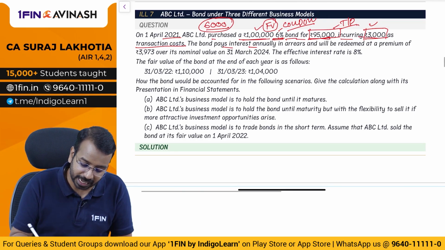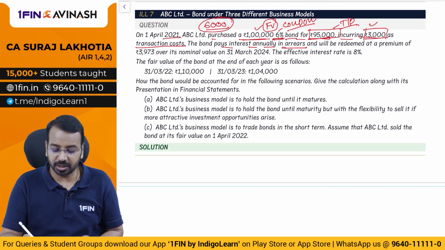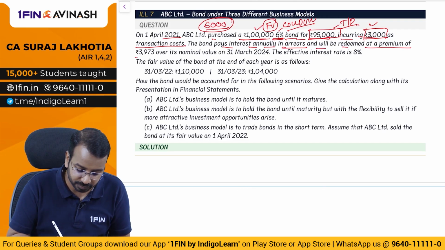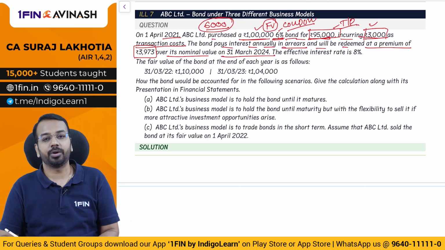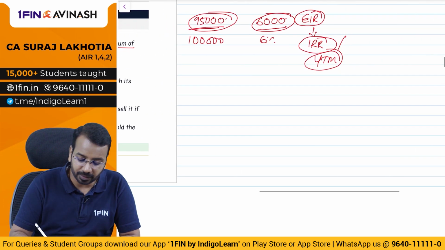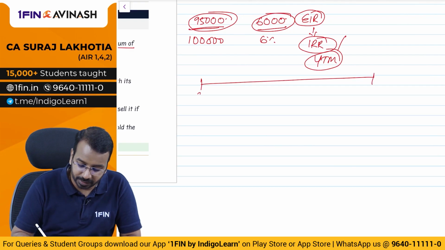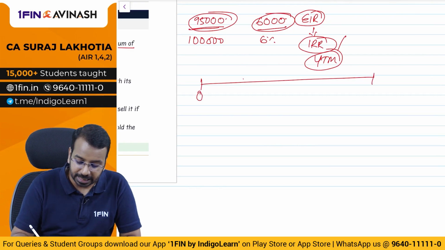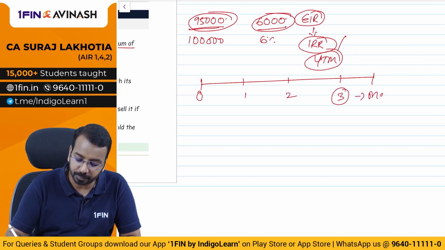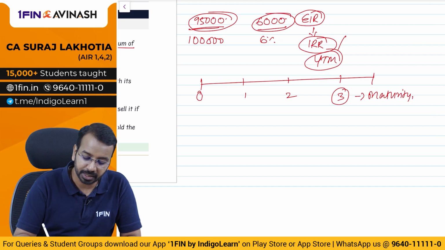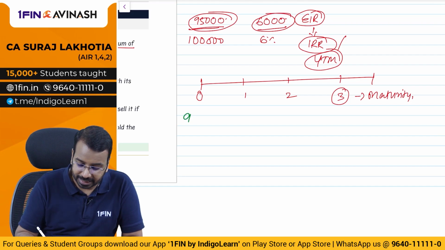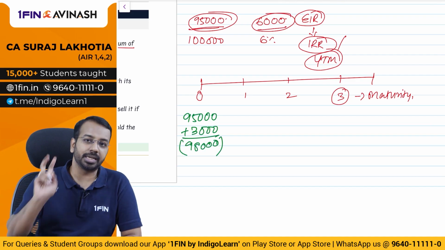The bond pays interest annually in arrears. Arrear means at the end of each year, and will be redeemed at a premium of 3,973 over its nominal value on 31st of March of 24. So if I draw a timeline and explain it to you, we are standing here, we call it 0, year 1, year 2, year 3. On this date, this will be matured. How much did I invest today? 95,000 I paid and 3,000 I incurred as transaction cost. Totally 98,000 is my outflow on day 0.